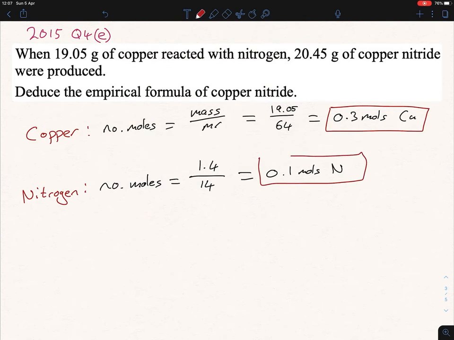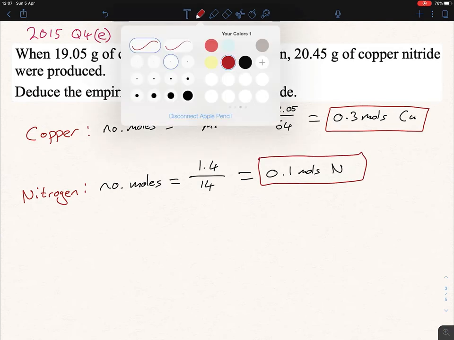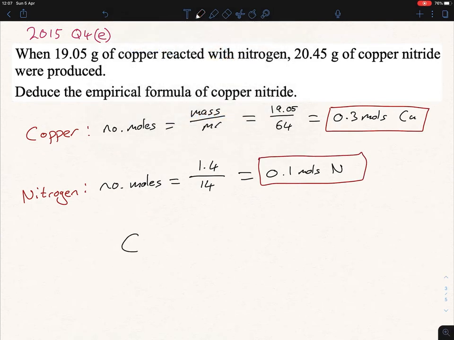Now write out your copper and your nitrogen down here. So CuN. Nitrogen there is the lower number, 0.1, so nitrogen is going to be a 1. 0.1 goes into 0.3 three times. So we simply put a 3 down here. So the answer overall is going to be Cu3N.